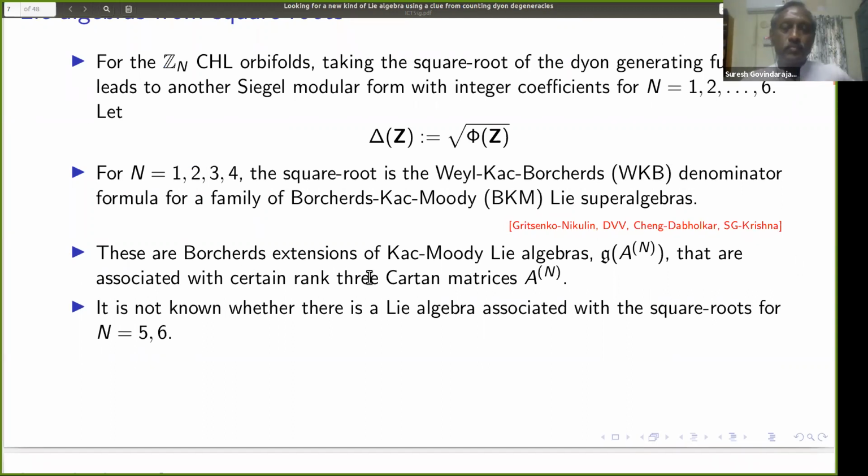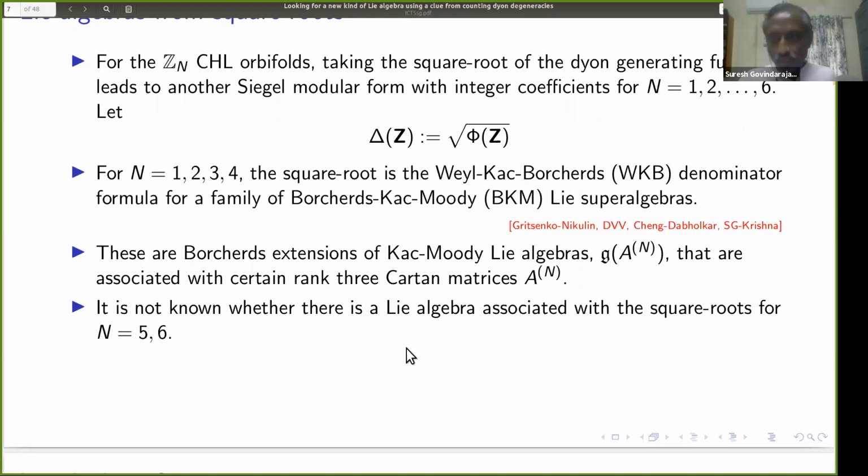And these are Borcherds extensions of some Kac-Moody Lie algebras. Again, I'll explain what is meant by a Borcherds extension of some Lie algebras. So there's a construction of Lie algebras starting from something called a Cartan matrix. Again, we'll see how this is constructed, that are associated with certain rank 3 Cartan matrices A_N. And the real thing is that it's not known whether there's a Lie algebra associated with the square roots for n equal to 5 and 6.